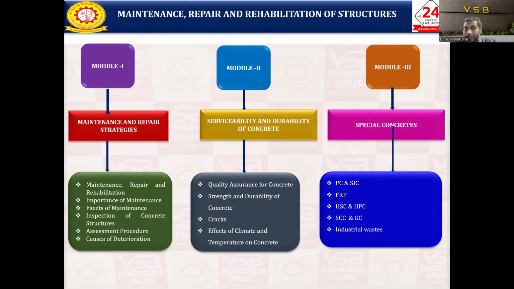Module 3 was special concrete, where apart from conventional concrete, we need special concrete to increase performance and strength. We looked at different types of special concrete: polymer concrete, sulfur-infiltrated concrete, high strength concrete, high performance concrete, FRP, self-compacting concrete, and industrial waste concrete. We discussed their various properties, manufacturing processes, advantages and disadvantages, and applications in Module 3.